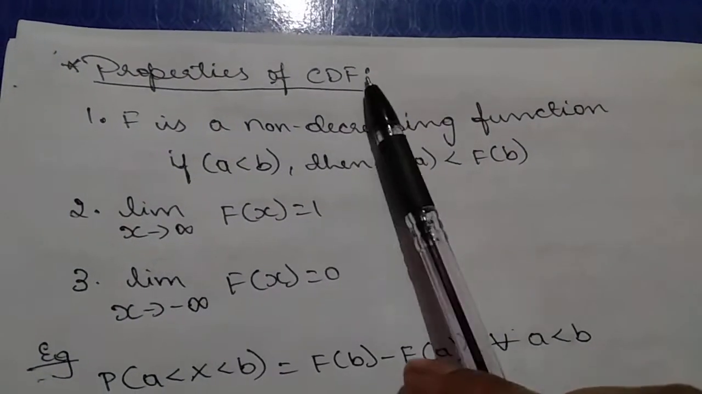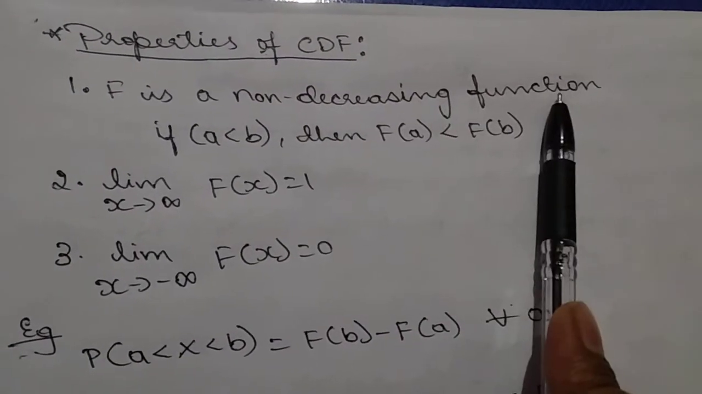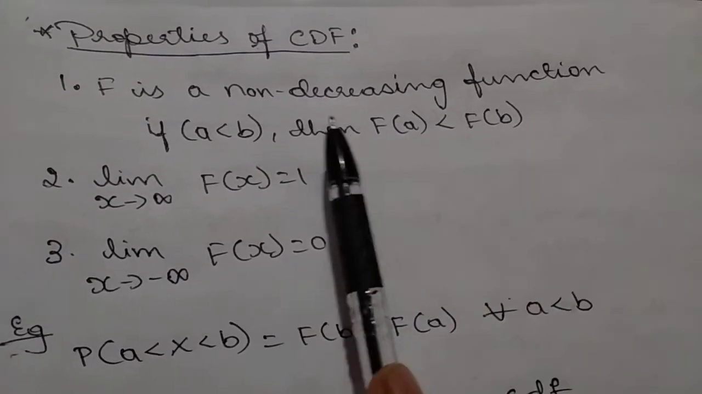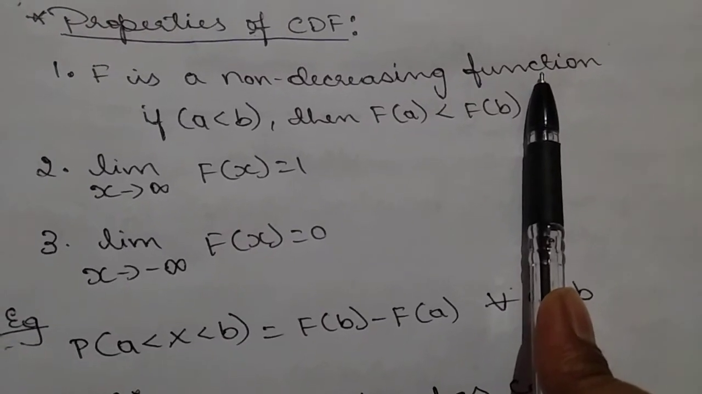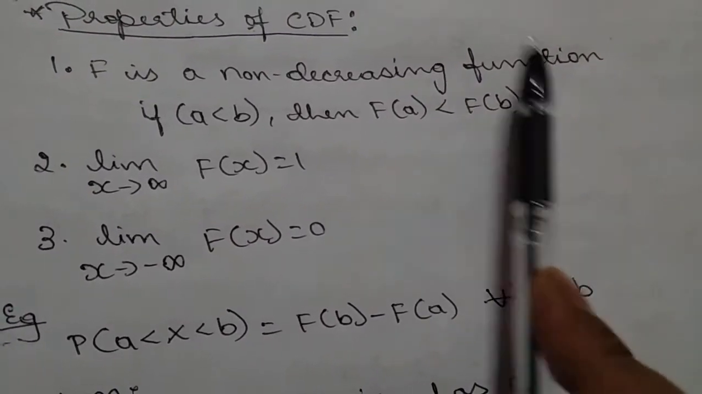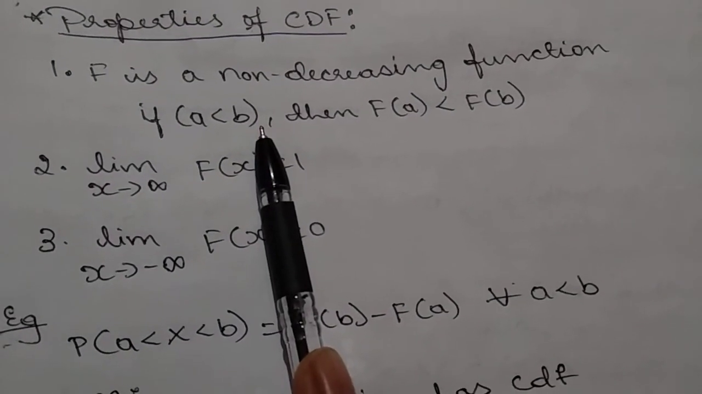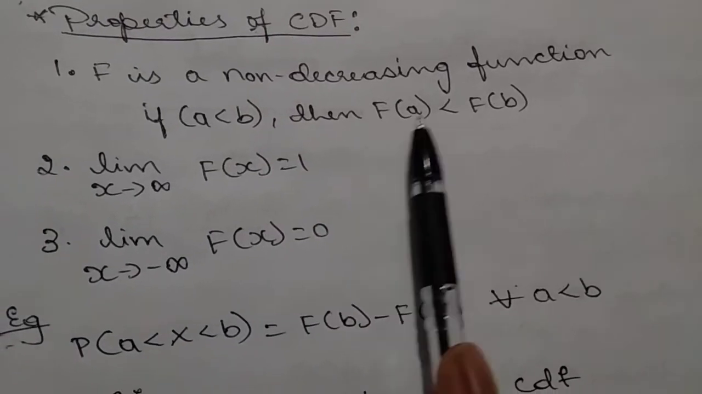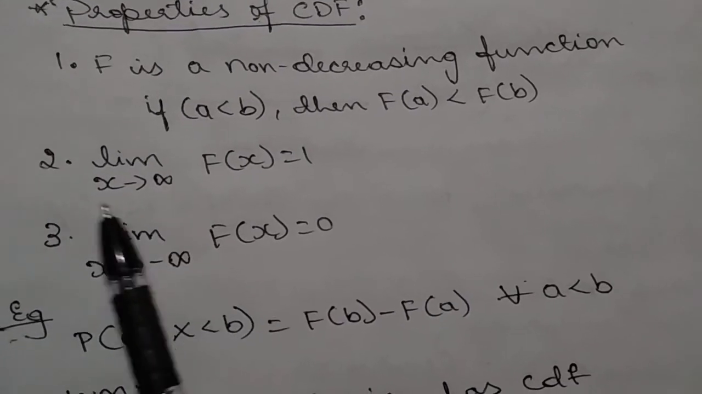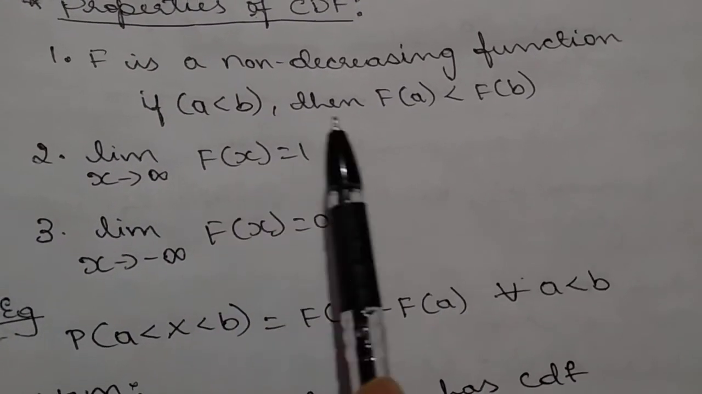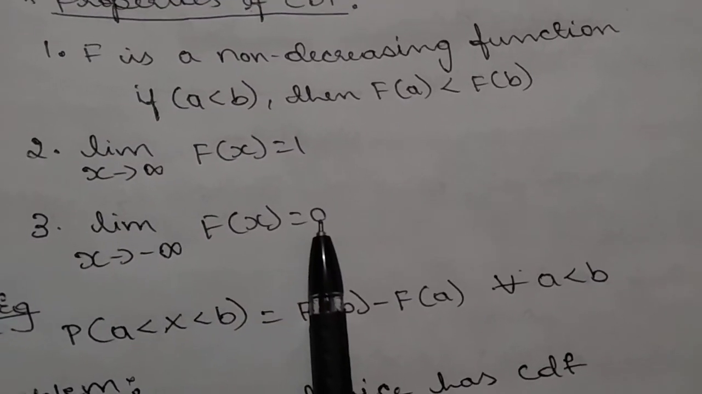See, these are the properties of your cumulative distribution function. F is a non-decreasing function. Always it should be non-decreasing, it should not be decreasing. If a is less than b, for example 0 and 1, obviously 0 is less than 1, then f of a is less than f of b. If the limit extends to infinity, f of x is equal to 1. If the limit extends to minus infinity, f of x is equal to 0.